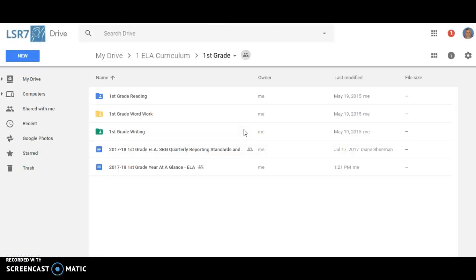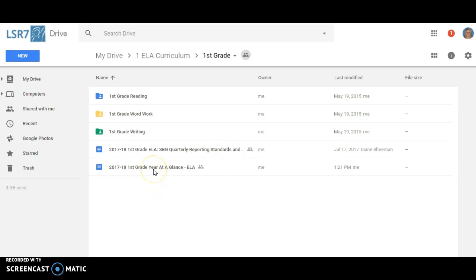When you click on first grade, you'll open up your first grade folder and you will see a folder for each piece of ELA: reading, word work, and writing. In that folder, you will also find the SBG quarterly reporting standards and FDOL document for your grade level. This document will explain what learning targets are taught in each quarter and when to mark or report those for grading purposes in the grade card.